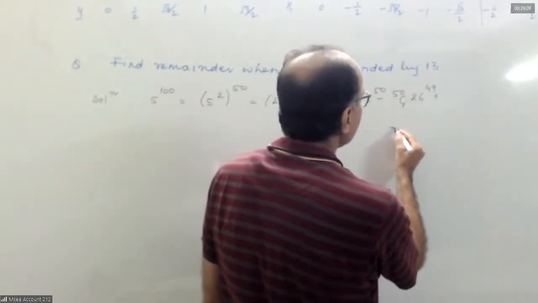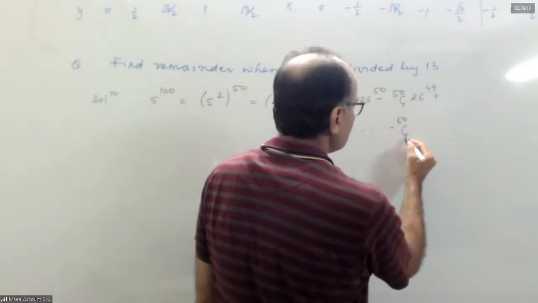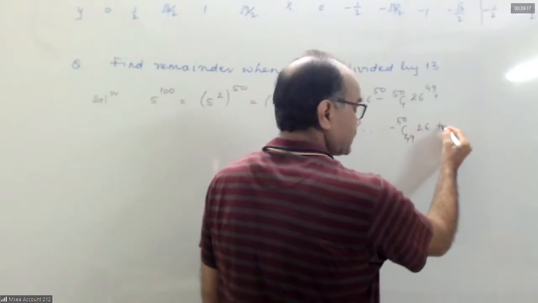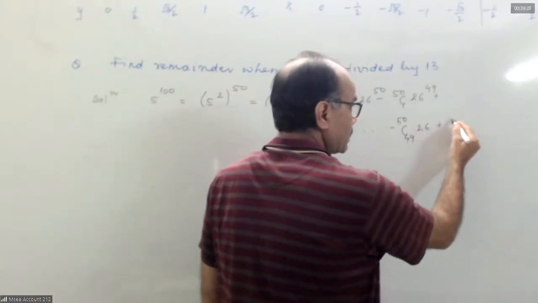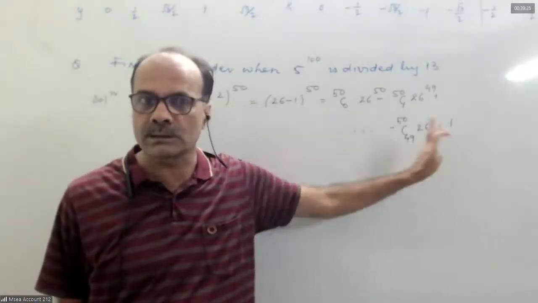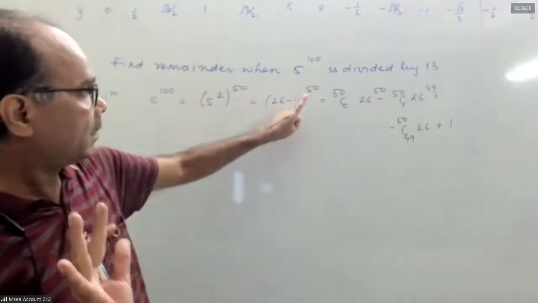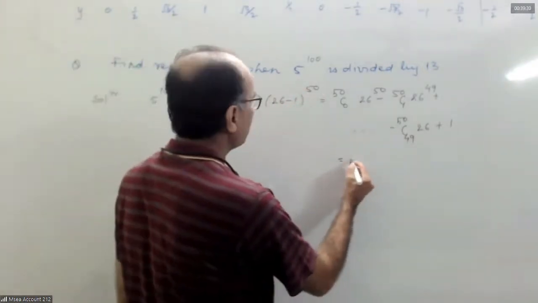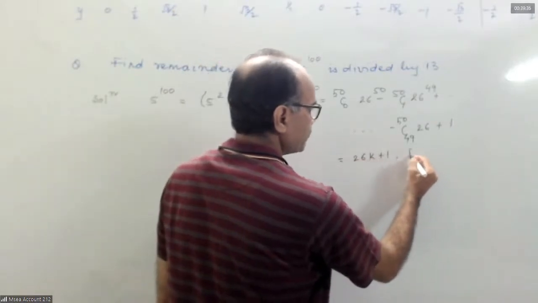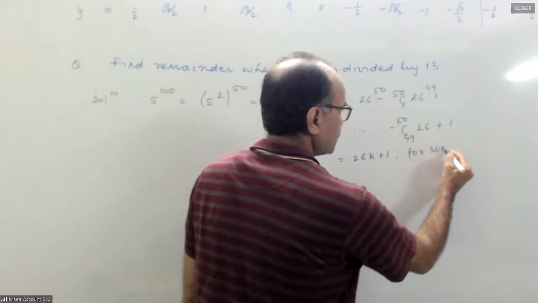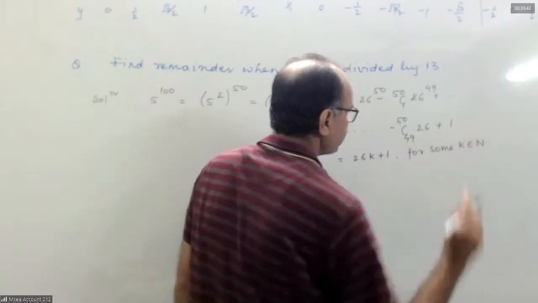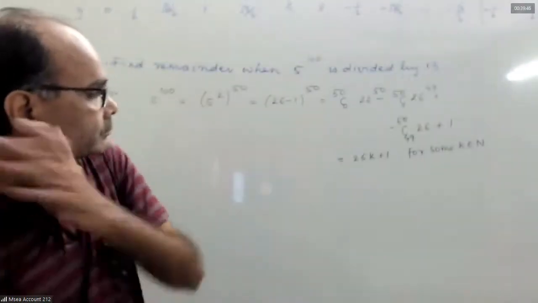minus 50C49 into 26 plus 50C50 into 1. You understood? I will write it in the form of 26k plus 1, for some k belongs to n, a positive integer.